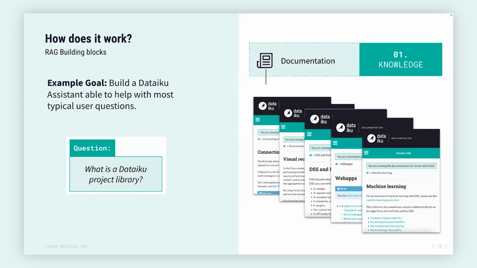The first main component of RAG is documentation, knowledge. We need to gather all the useful information that could help answer users' questions. So in the Dataiku example, the idea would be to gather the Dataiku documentation, Dataiku tutorials, Dataiku courses in a knowledge repository.